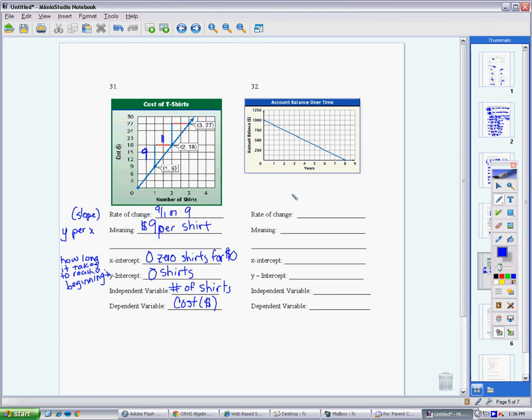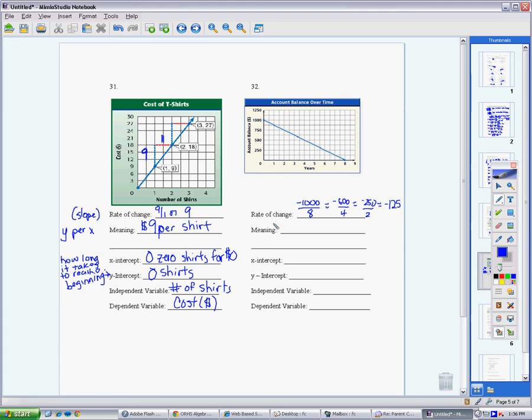32, rate of change. I'm going to use my x and y intercepts, so that means I'm going down 1,000, and I'm going over 8. And I'm going to simplify that. I can divide that by 2, and that gives me negative 500 over 4. I can still divide by 2. That gives me negative 250 over 2. And I can divide that by 2. I get negative 125 over 1, or negative 125.